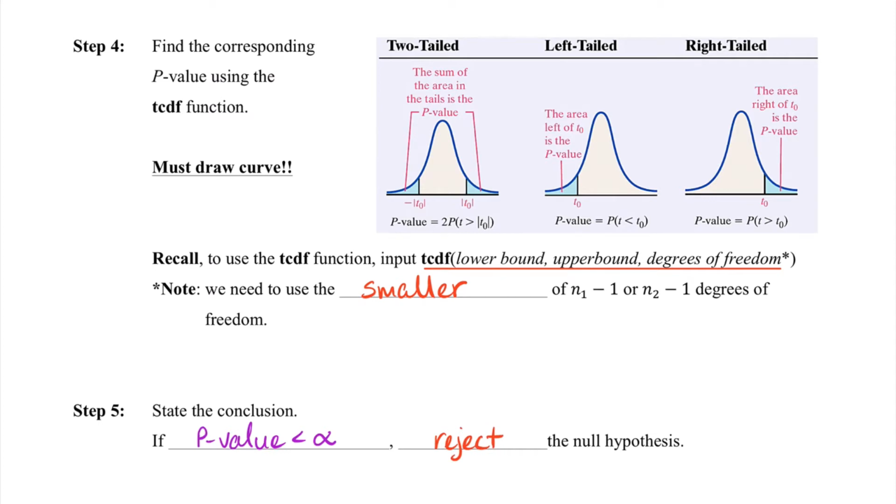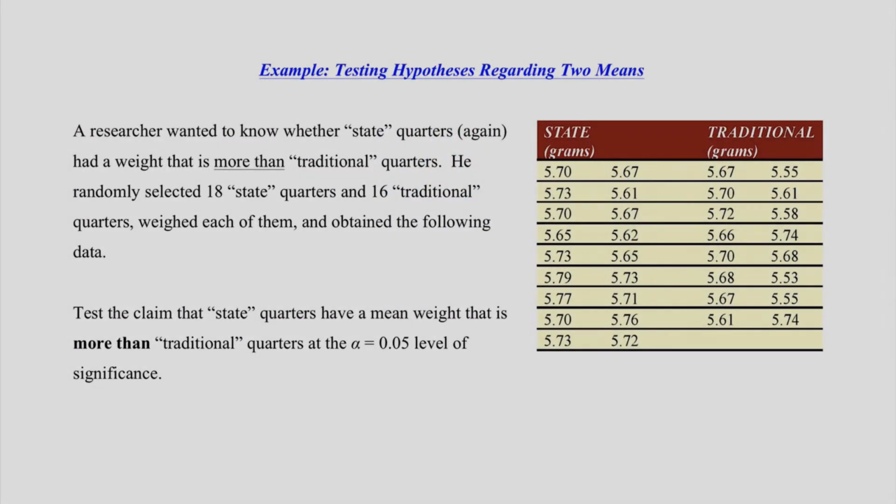Well, that walks us through the different steps for our hypothesis test in terms of a free response question, so let's go ahead and jump into our example. Our first example opens up with a researcher who wanted to know whether state quarters, yes, again, had a weight that is more than traditional quarters. He randomly selects 18 state quarters and 16 traditional quarters, weighs each of them, and obtains the following data.